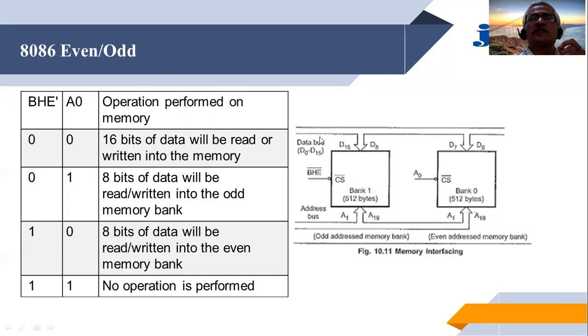For this, the memory is divided into two banks, which are called bank 0 and bank 1. Dividing into these banks gives us the advantage that all the odd addresses will point to bank 0 and all the even addresses will point to the next, that is bank 1. So that means we have some kind of mechanism, as I said while discussing the pin diagram, that we have a line called BHE.